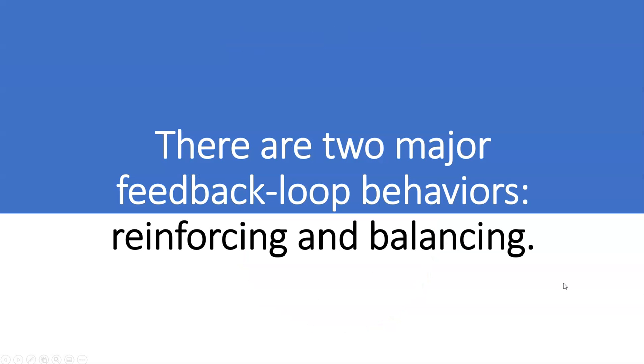Now, there are two major feedback loop behaviors. They're generally called reinforcing and balancing. Now, we use the term reinforcing differently in regular vernacular, so we want to spend a little bit of time taking this apart in the context of systems theory.